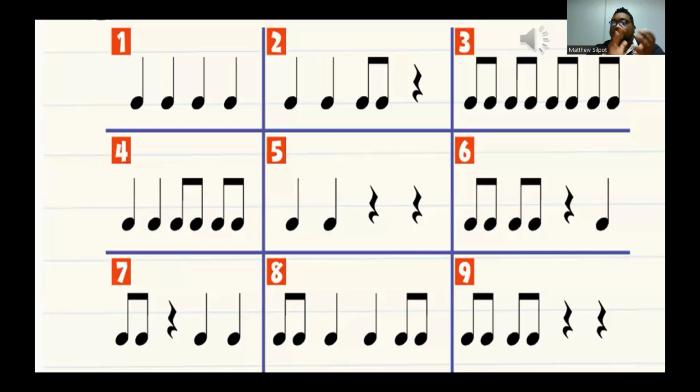Go. 6, 7. Did we get it? Sure you did. So that's all it is.